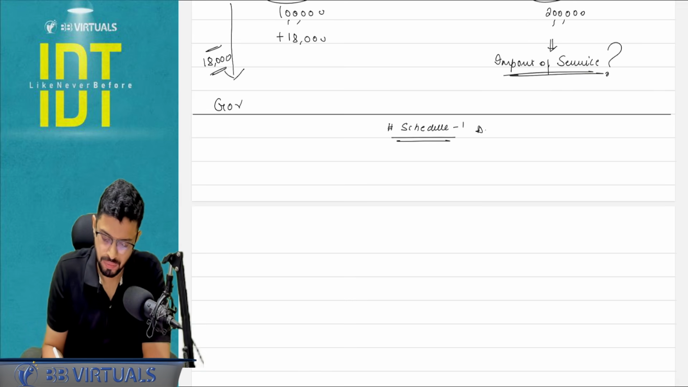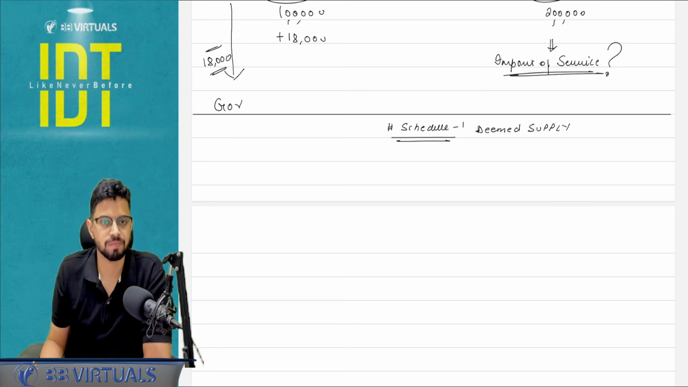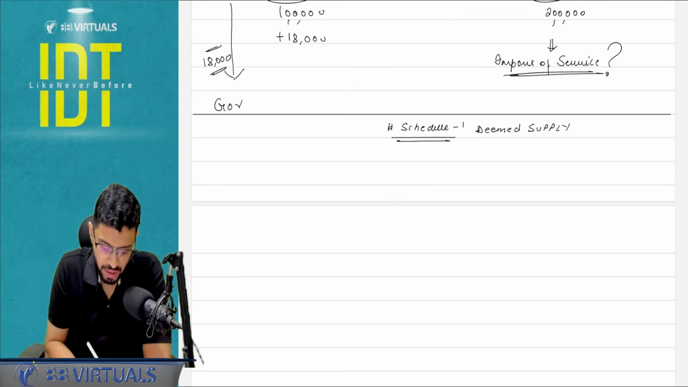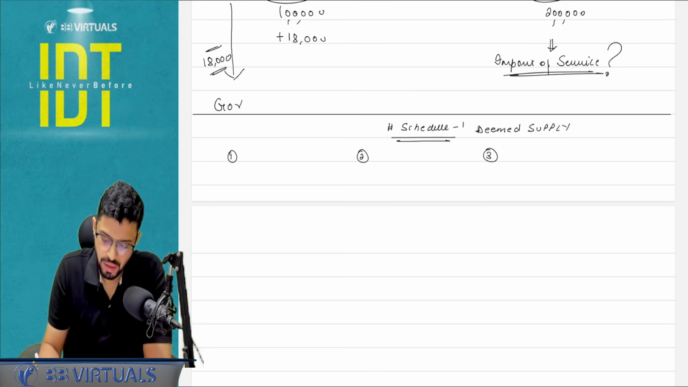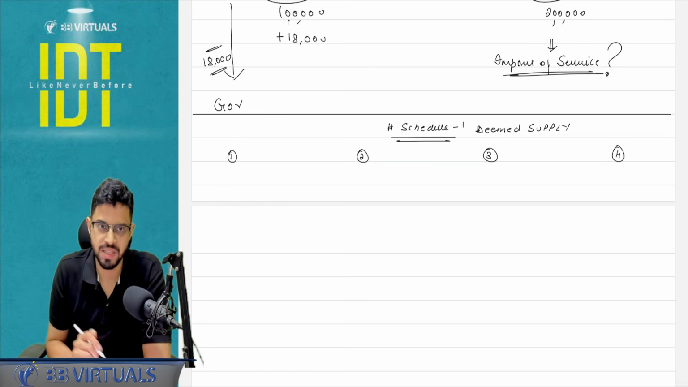Deemed supply. That is supply without consideration. 4 paragraphs we are going to be covering. A small example we saw yesterday, where I was giving the teaching service to my wife. Because of the relationship, without consideration also, the GST was demanded from me. It was considered to be a supply. So there are going to be 4 paragraphs: 1, 2, 3 and 4. We'll start with the first paragraph.